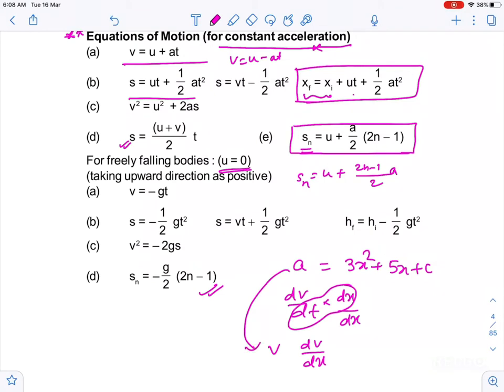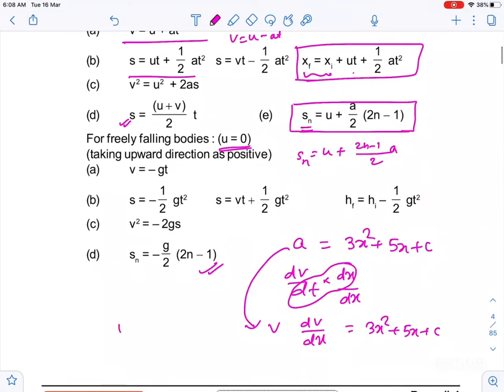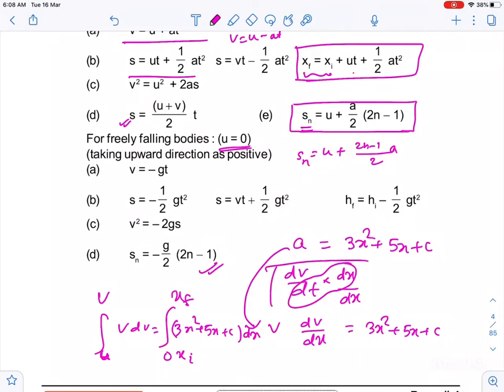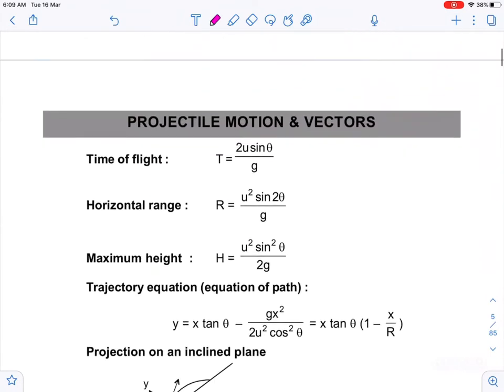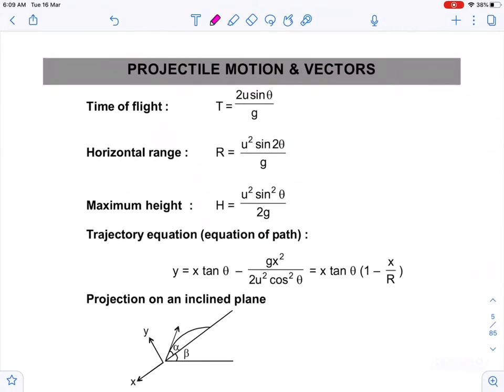You can write acceleration as v dv by dx equal to 3x square plus 5x plus c, so v dv is equal to (3x square plus 5x plus c) dx. Now you can integrate on both sides, taking the proper limits, suppose u to v, and x initial to x final. You can solve the question by this method. When acceleration is a function of position or a variable, you can use this differential calculus method. Keep in mind. Now, projectile.